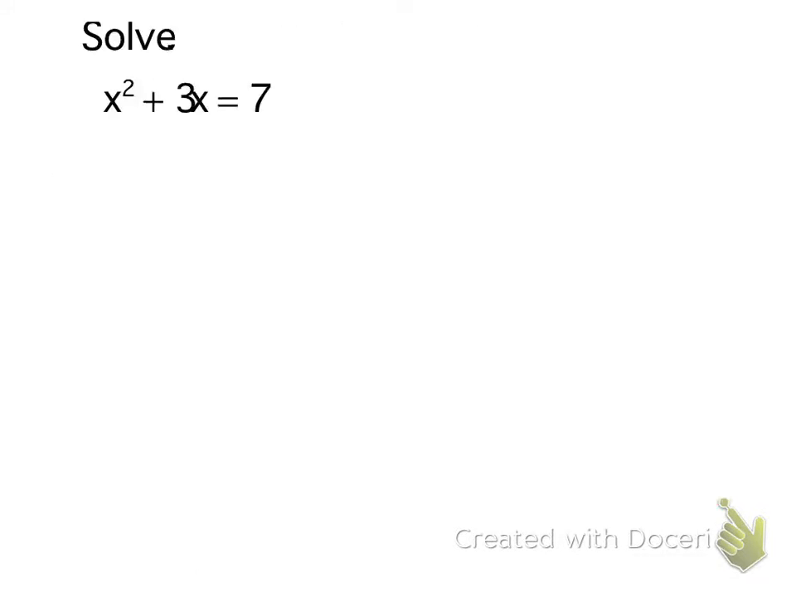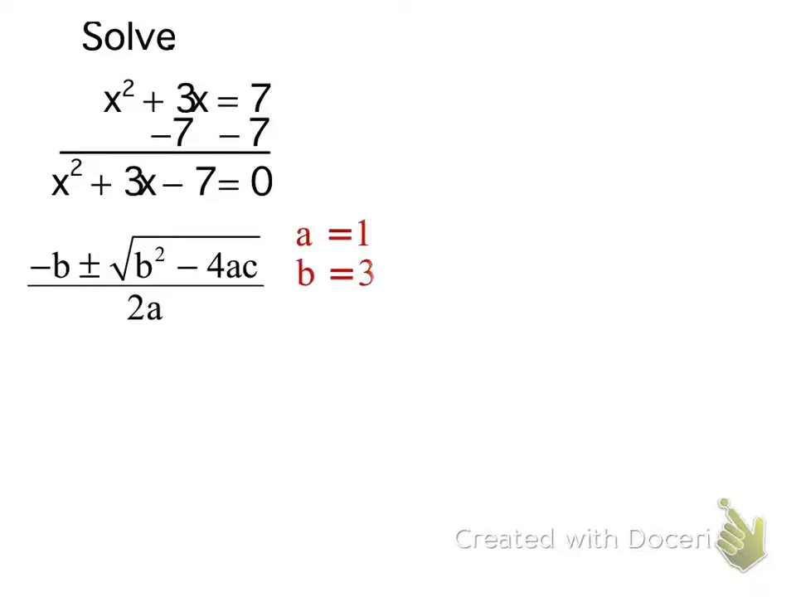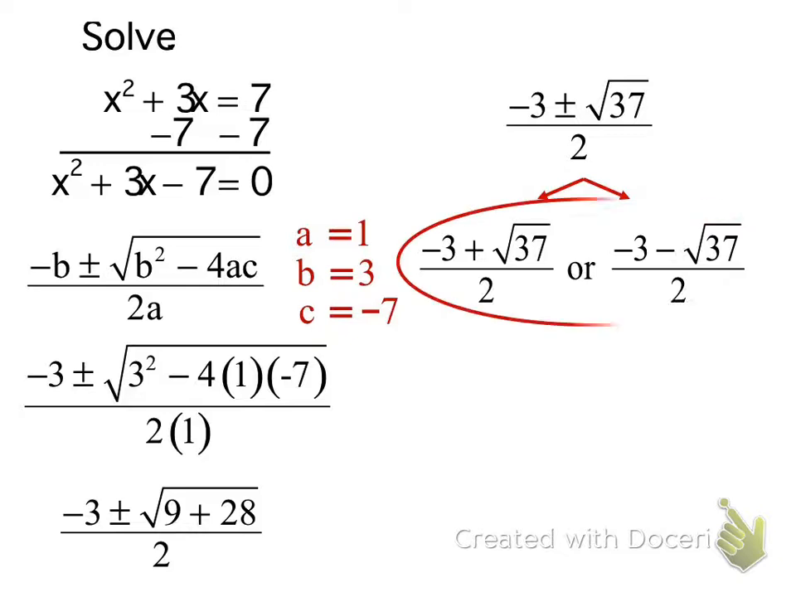If there's no C, what do I do? Subtract 7, there is a C. And then we can find our A, B, and C. If it's a binomial and it were x squared plus 3x, what would my C be? 0. Would I use the quadratic formula? Probably not. I just factor x times x plus 3.